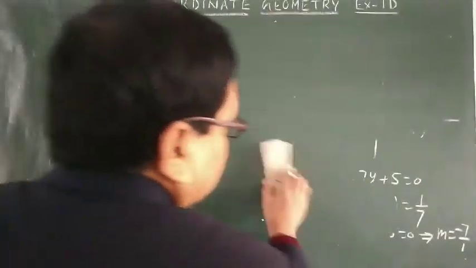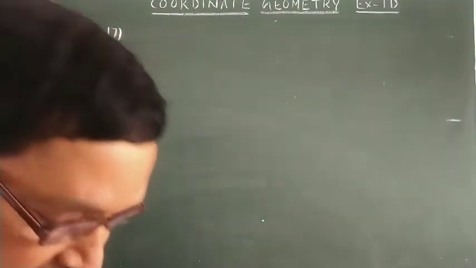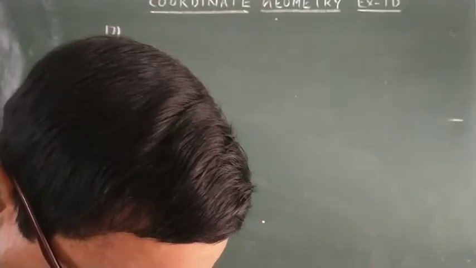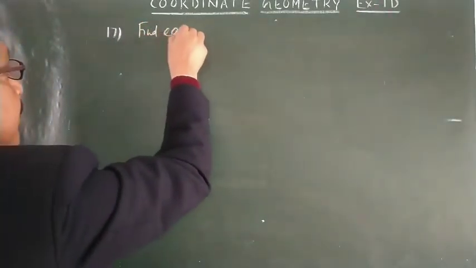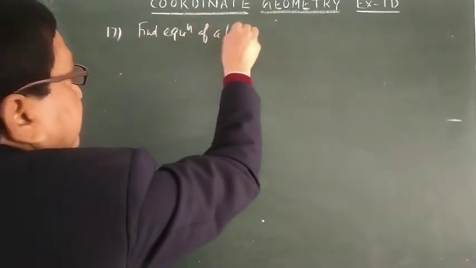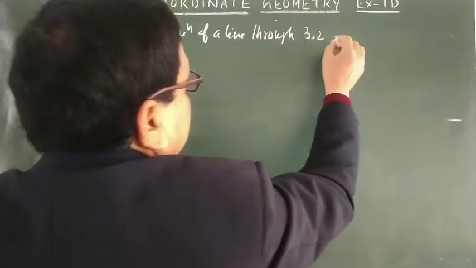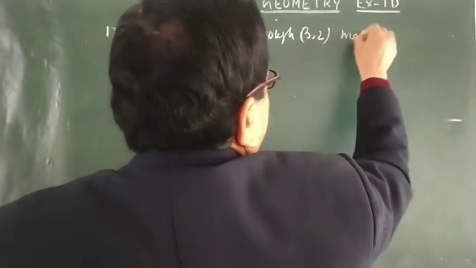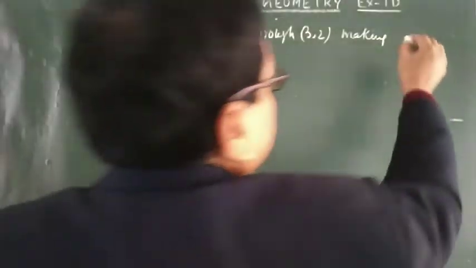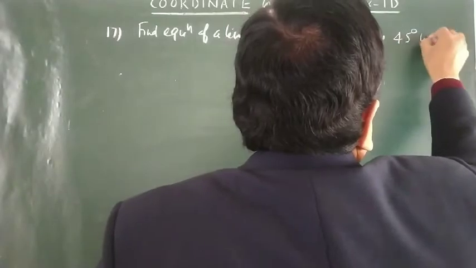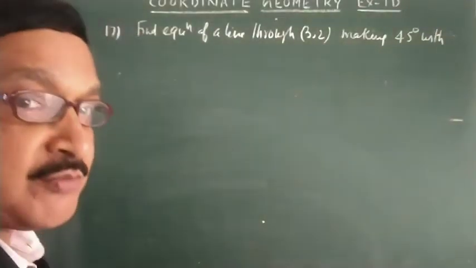And the last question is question number 17. This is the last of this exercise. Find the equation of a line through (3, 2) making a 45-degree angle with x minus 2y is equal to 3.